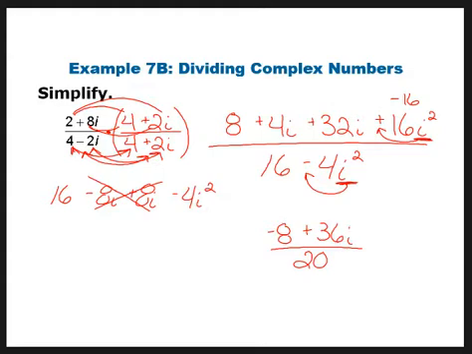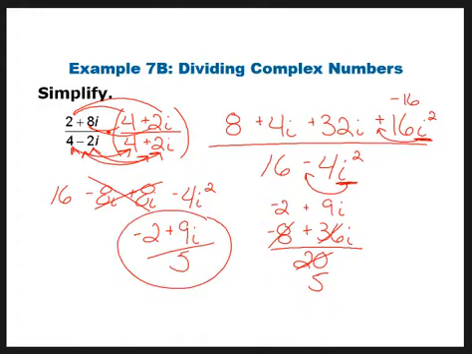Now again, we have to look and see, can we simplify it at all? It looks like all of these are divisible by 4. Divide this by 4, we get negative 2. Divide this by 4, we get 9i. Divide this by 4, we get 5. So negative 2 plus 9i over 5. That's one way you could represent your solution. The other way would be to say negative 2 fifths plus 9i over 5. That is the other way if you were to take both of those and divide them by the denominator.